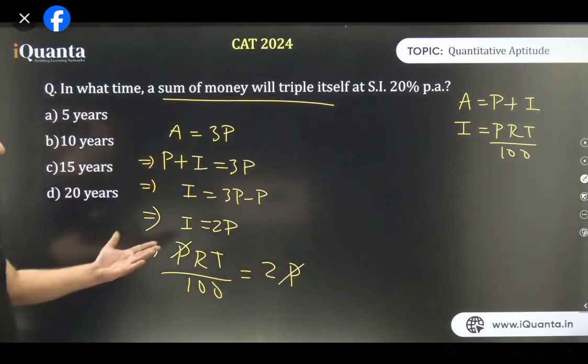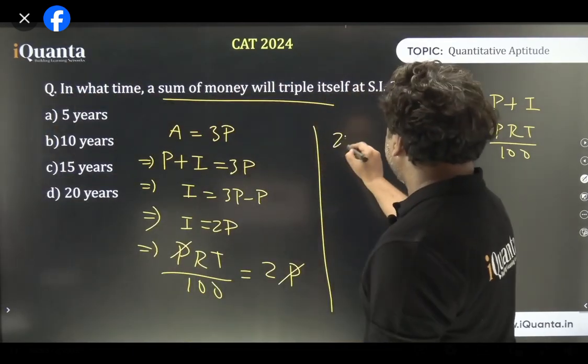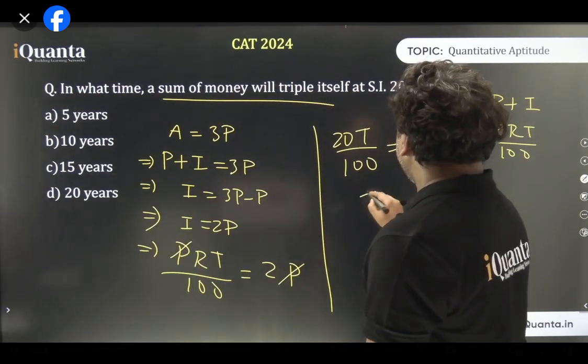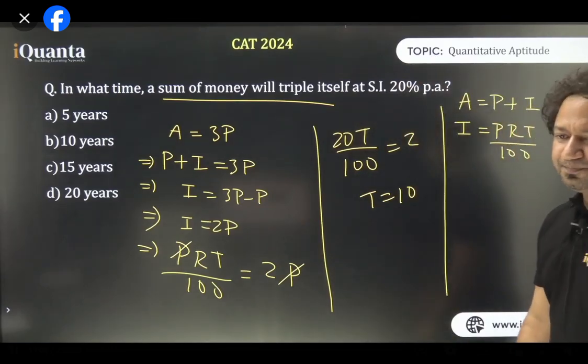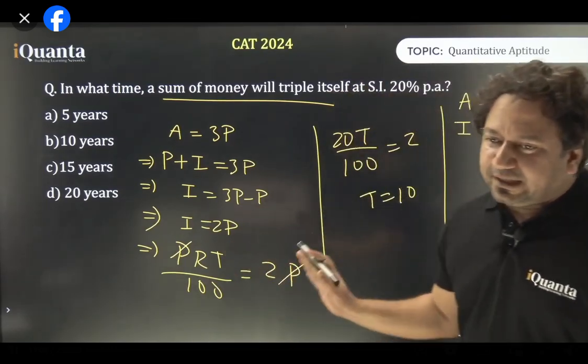P and P get cancelled. R is 20, it's given in the question already. Put it over there. 20t upon 100 is equal to 2. T will be equal to 10 years. I hope it's clear now. Right. अब तो कोई दिक्कत नहीं है.